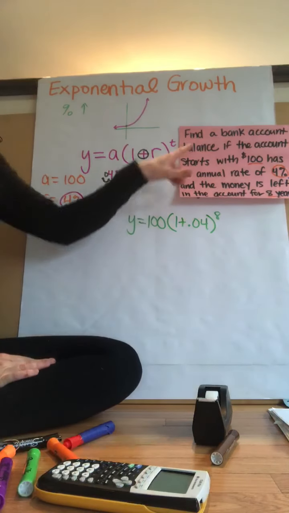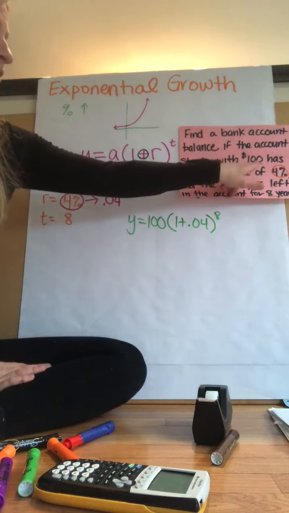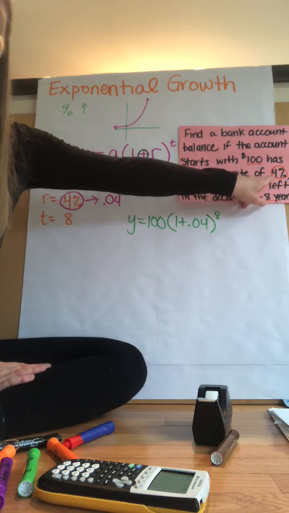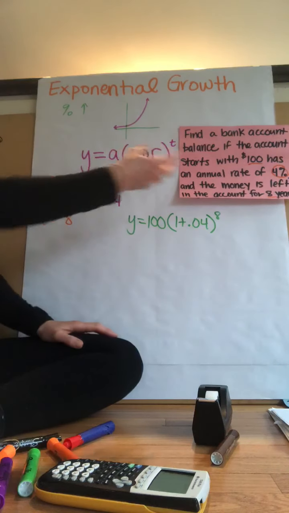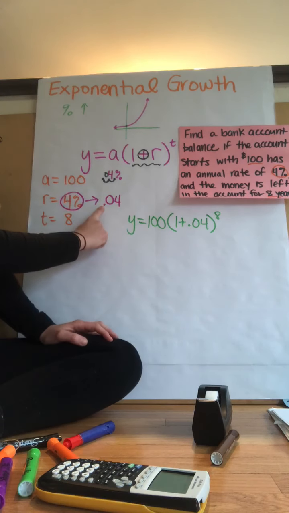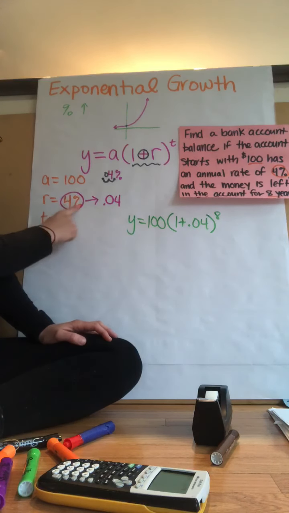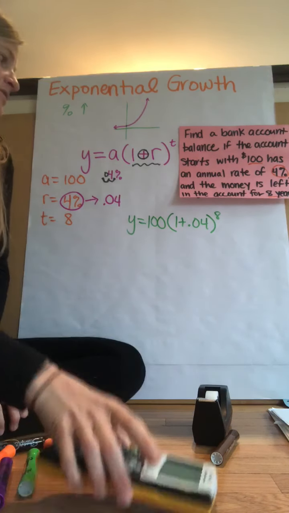So we left off with, I had to find the amount of money that was in a bank account that started with $100, had an annual rate of 4%, and was in the account for 8 years. So I pulled that information out. I said A is equal to 100, my initial amount. R is going to be equal to 0.04 because I had to turn 4% into a decimal. And T is going to be 8 because we're looking for the amount in the account after 8 years.